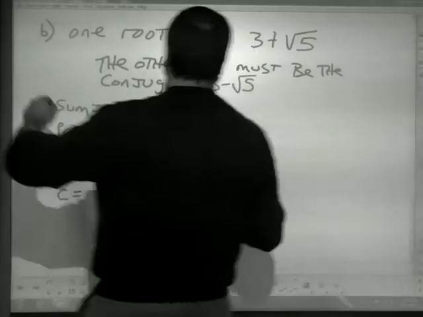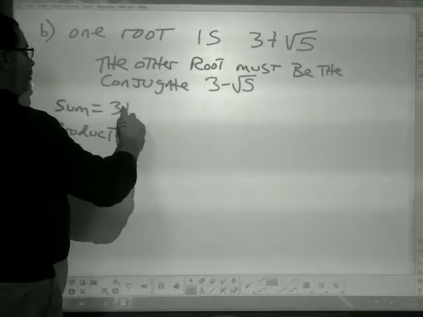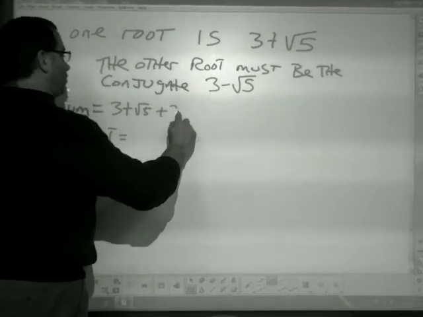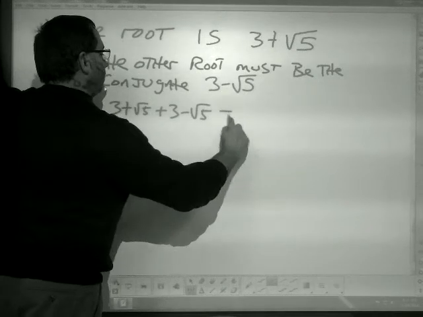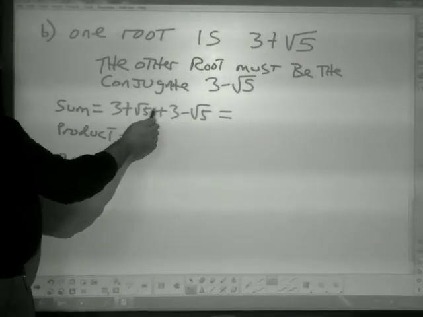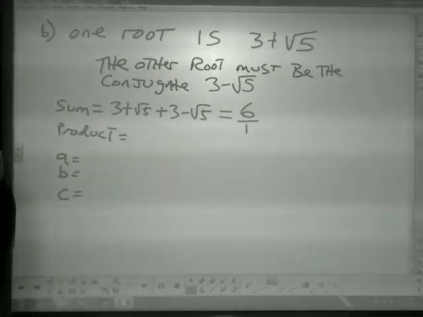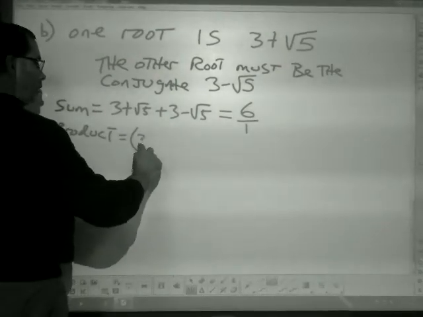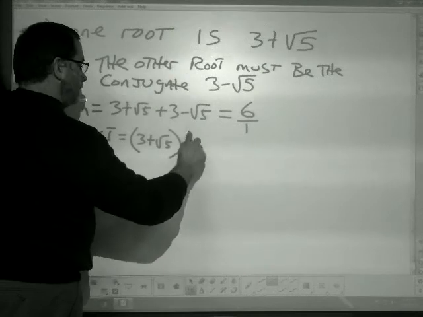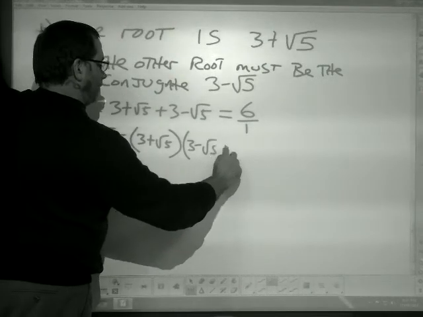So here we go, sum them up. I got 3 plus radical 5 plus 3 minus radical 5. 3 plus 3 is 6. These cancel out. Sum is 6, and again, I'm going to write it over 1. Product. 3 plus radical 5, 3 minus radical 5.